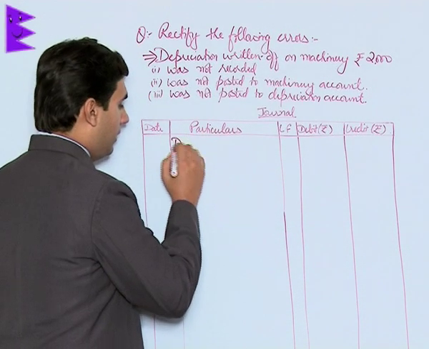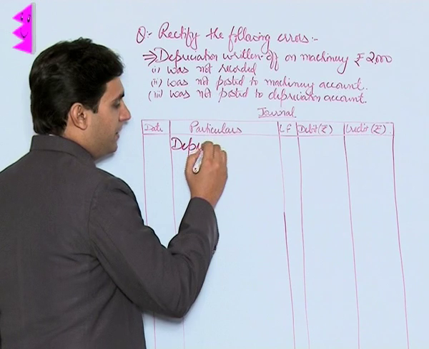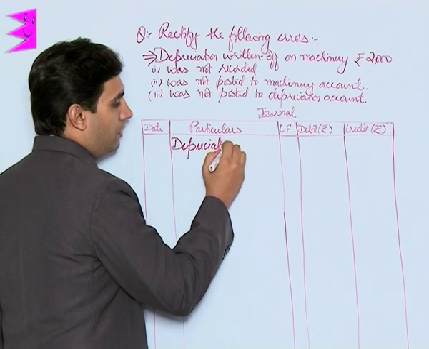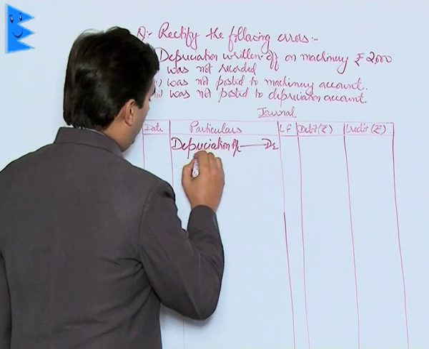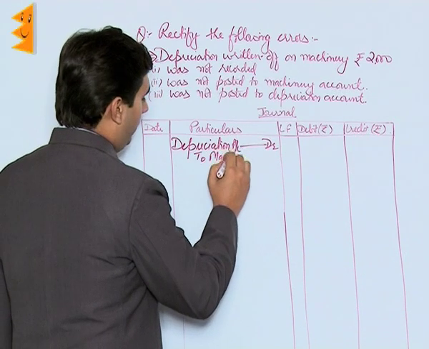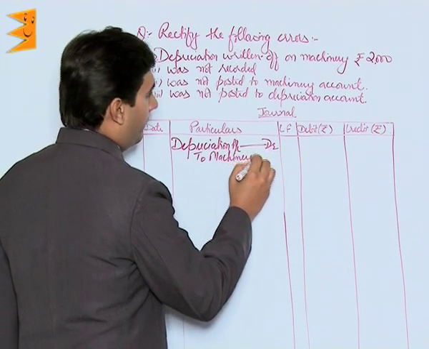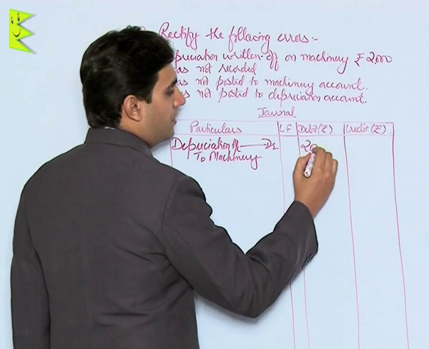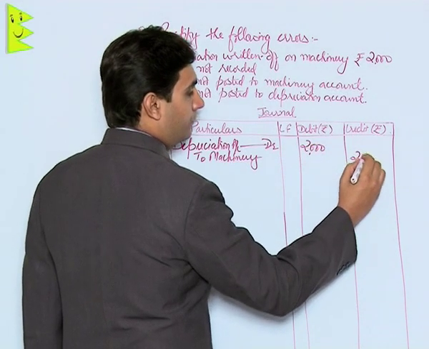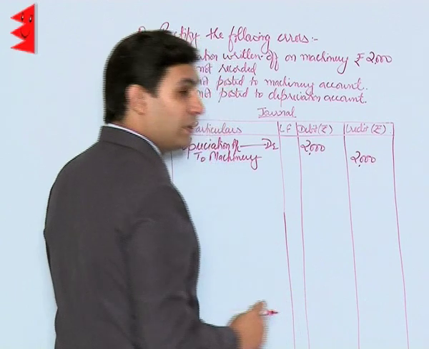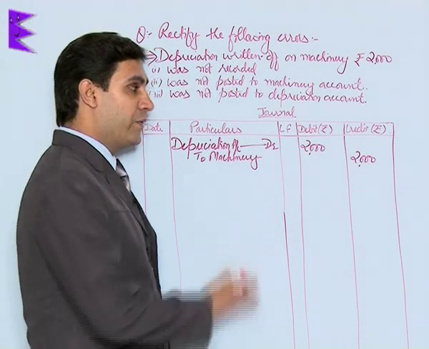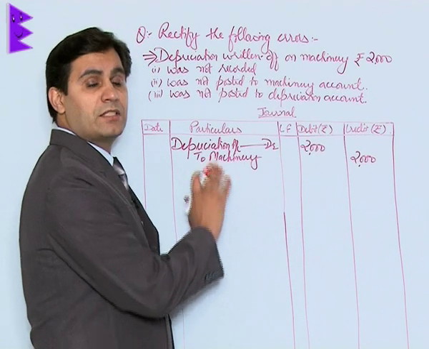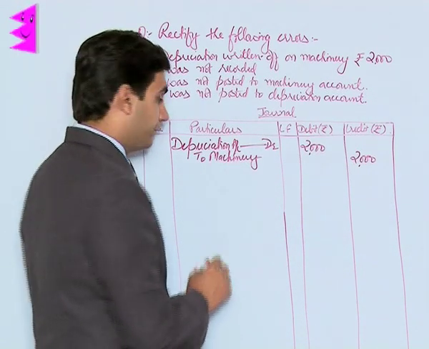The entry would be depreciation account debited to machinery. Amount is 2000. Remember, there is no need for rectification in any account. This entry was not recorded earlier, so we are just merely recording it now.